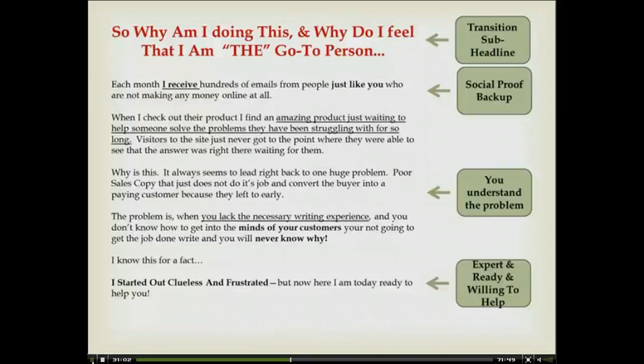"When I check out their product..." Now notice what we're doing again. We're building up our credibility and showing that we're the expert here. We know what we're talking about. We know what we're doing. We have the solutions. "When I check out their product, I find an amazing product just waiting to help someone solve the problem." So we're not beating these people up, saying it's your product that was just plain crappy. We're keeping things positive as much as we possibly can. "Help somebody solve the problems they have been struggling with for so long."